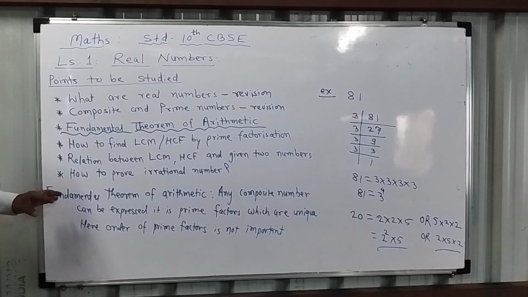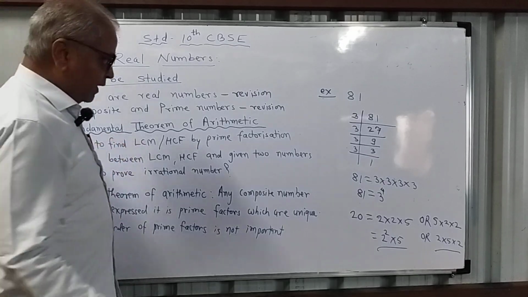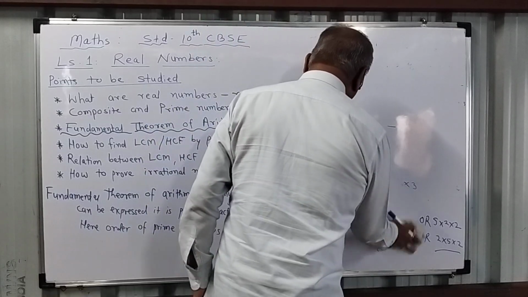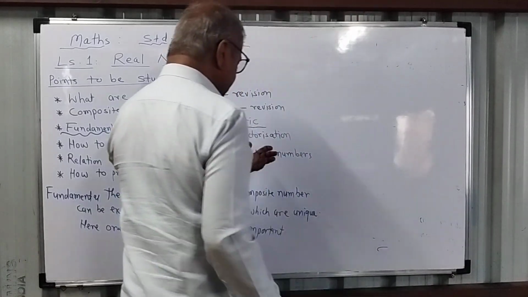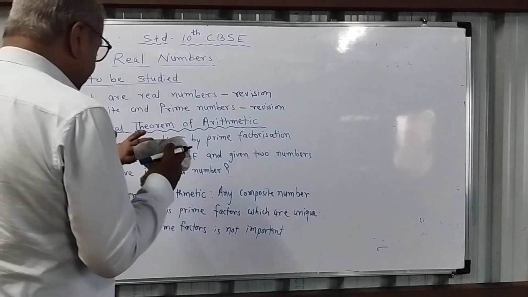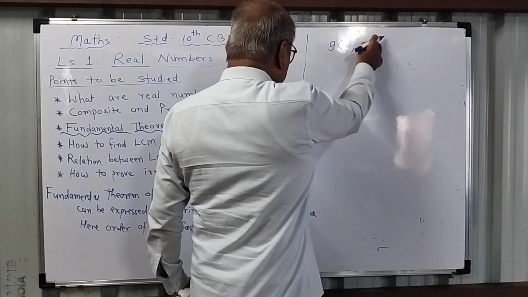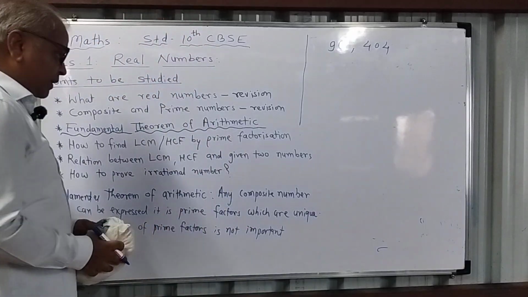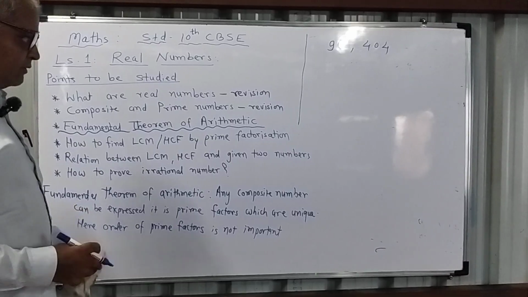Now by using this theorem, by using the prime factorization method, we can find out LCM and HCF. If you take any two numbers, we will find prime factors and then LCM and HCF. So 96 and 404: 96 is a composite and 404 is a composite. Let us take an example. More examples will be solved in exercise 1.1.